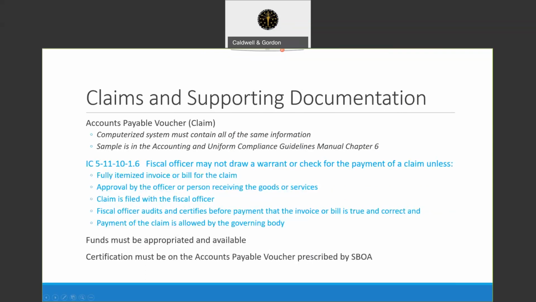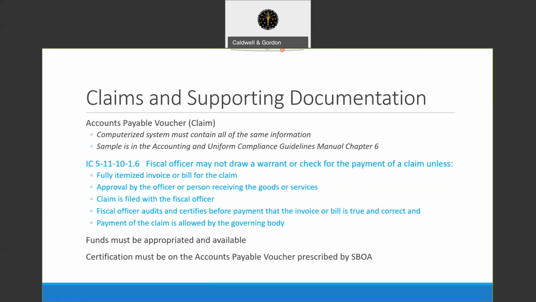Also, once you take office, you'll be immediately responsible for getting claims ready for the next board meeting. Again, we will provide more information in January, but we do want you to get enough information to get started when you take office. The prescribed claim form is the Accounts Payable Voucher, also called the APV. This is available for you to review in Chapter 6 of the Cities and Towns Manual.